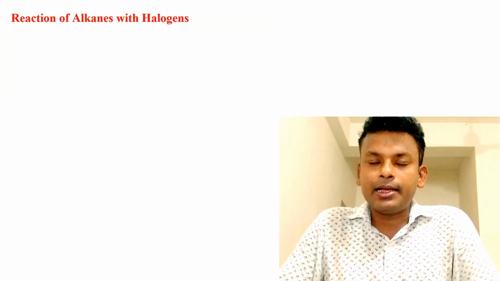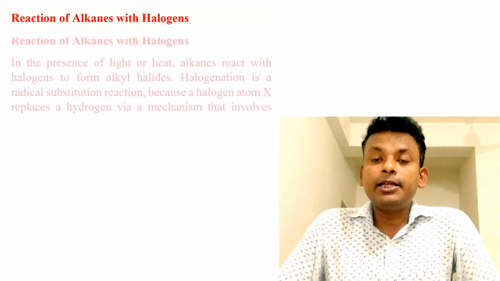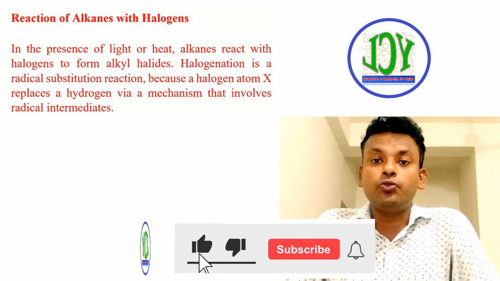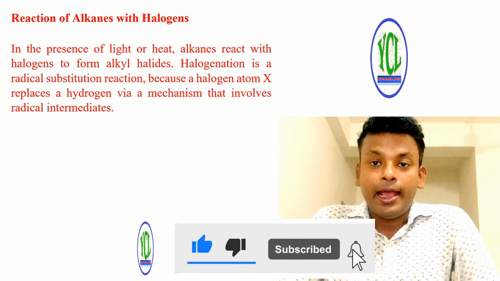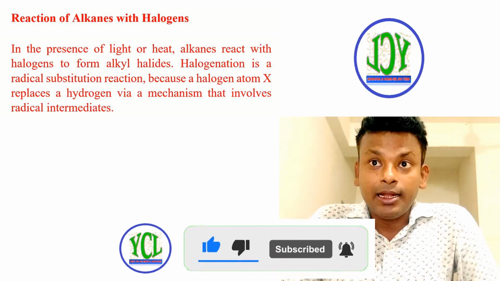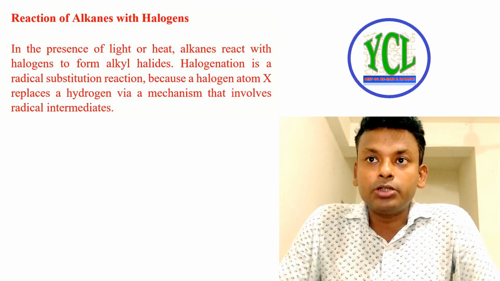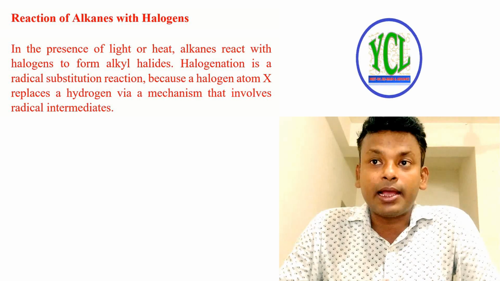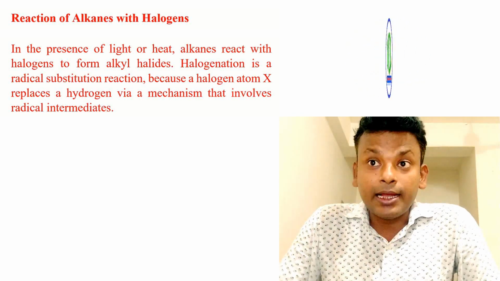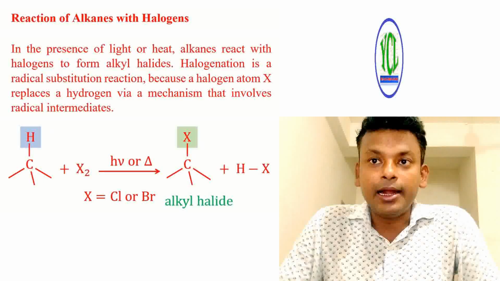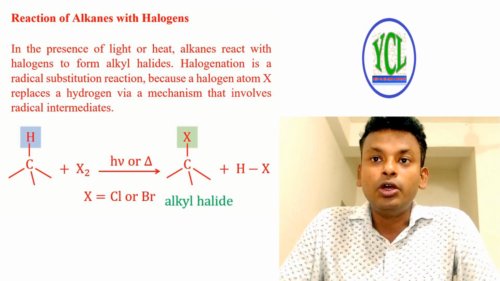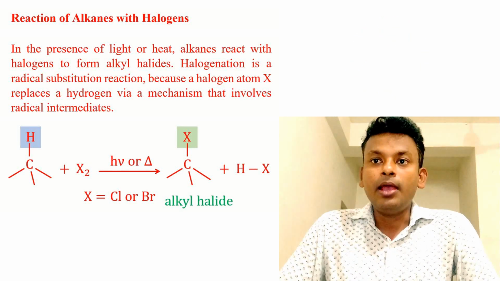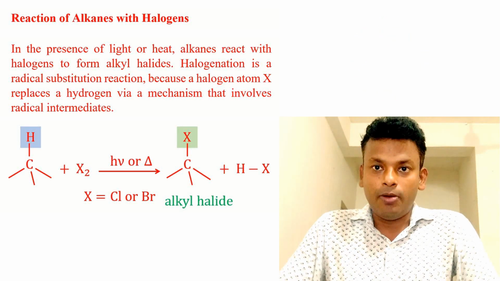Reaction of alkane with halogen. In the presence of light or heat, alkanes react with halogens to form alkyl halides. Halogenation is a radical substitution reaction because a halogen atom X replaces a hydrogen via a mechanism that involves a radical intermediate. Here the general reaction is shown, where X2 is chlorine or bromine, and in the presence of h nu or heat it forms an alkyl radical and HX.